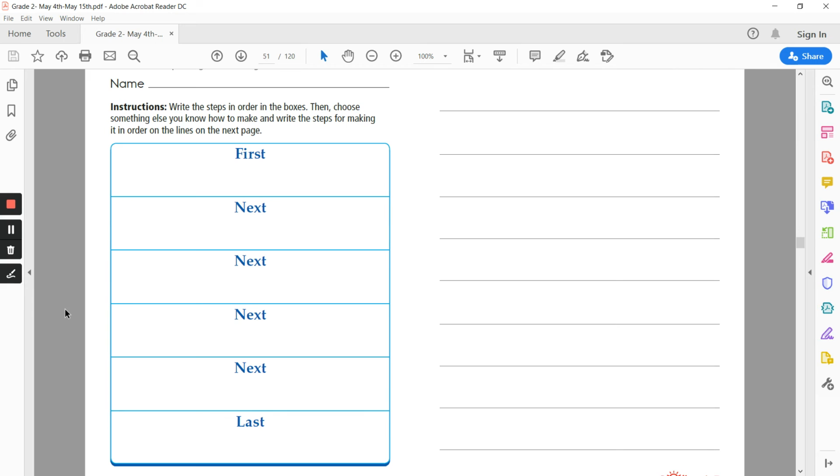After you're finished marking the text, you're going to write the steps in order in the boxes, starting with first, going all the way to last. Then choose something else you know how to make and write the steps for making it in order on these lines. Try to use signal words if you can. Pause this video and complete this assignment. Then press play again so you can see the next piece.